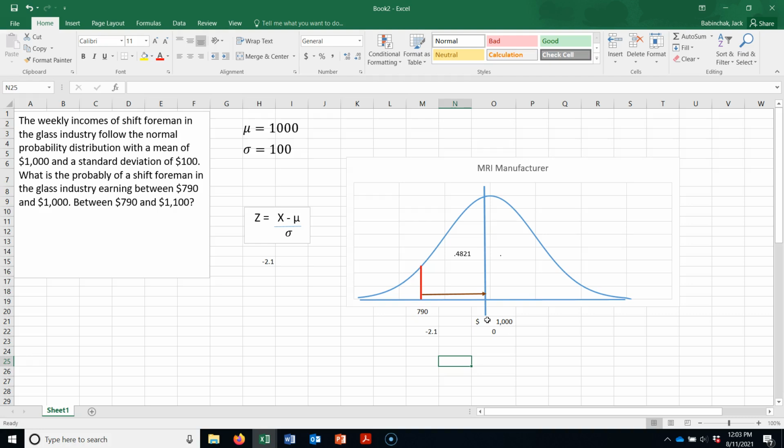Now, if you're negotiating with the union, they might say, well, that's not good enough. We're still looking at less than half of all shift foremen making between that amount of money.